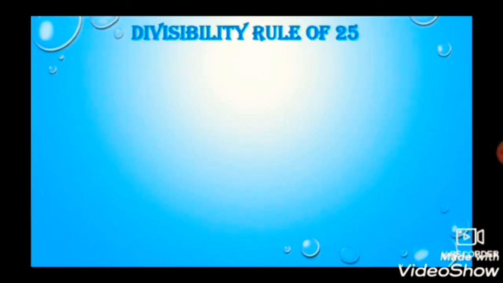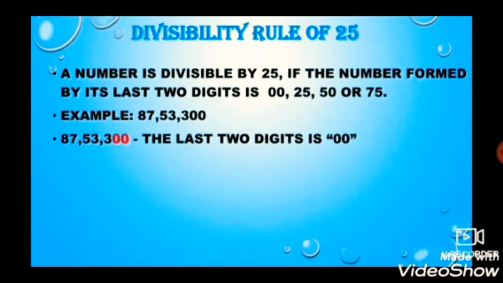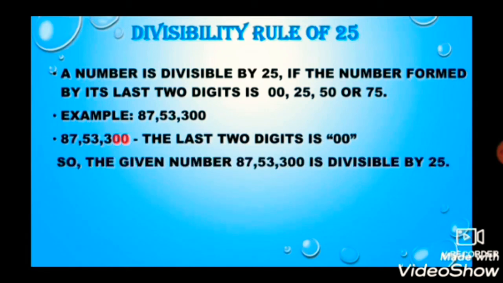Next, divisibility rule of 25. A number is divisible by 25 if the number formed by its last two digits is 00, 25, 50 or 75. Example, 87,53,300. Here, the last two digits are 00. So, the given number 87,53,300 is divisible by 25.